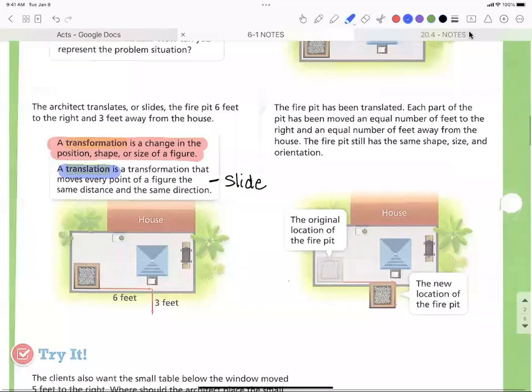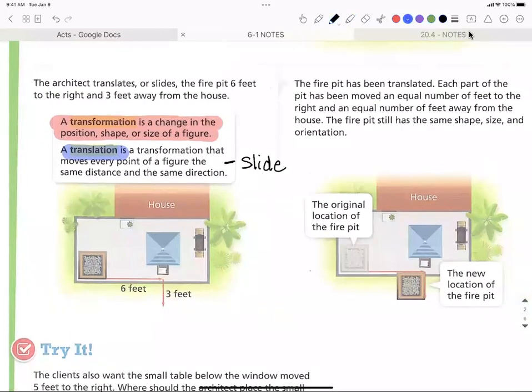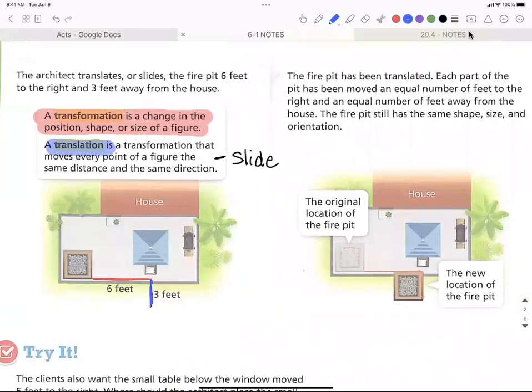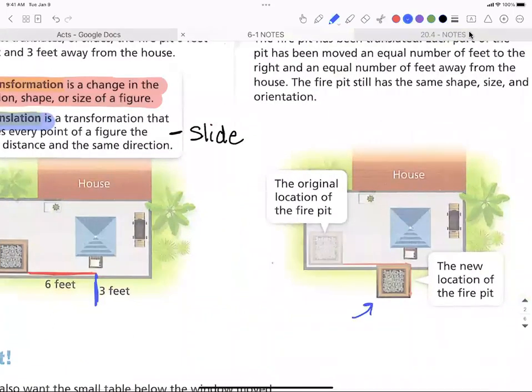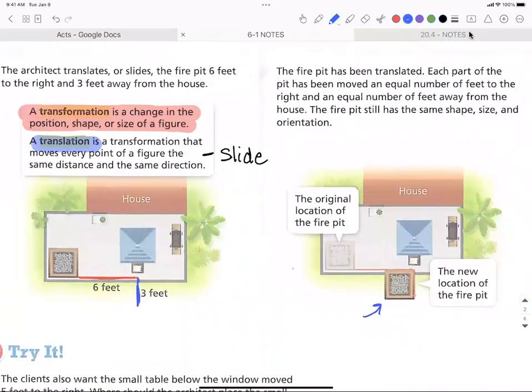So what this shows us here is that exact same drawing, and that's what they did. They went 6 feet to the right, and then they moved it 3 feet down. Notice in its new position, which is right here, that it's not turned catty corner. With a square, it's kind of hard to tell. It's not rotated. It doesn't look bigger or smaller. It is just simply slid to a new location.